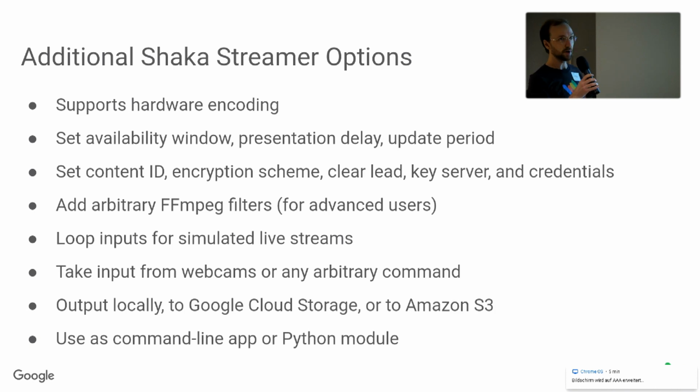If you know something about FFmpeg and you're comfortable doing this, you can actually add your own FFmpeg filters, just arbitrary FFmpeg filters. We can also do live streams, either from looping a particular static file or set of static files and making a simulated live stream. We can also take input from webcams or any arbitrary command. In particular, we have a live stream on the Shaka Player demo that is a visualization of the Git repository's history, and that is using this arbitrary command input of Shaka Streamer to run the open source tool called Gource.